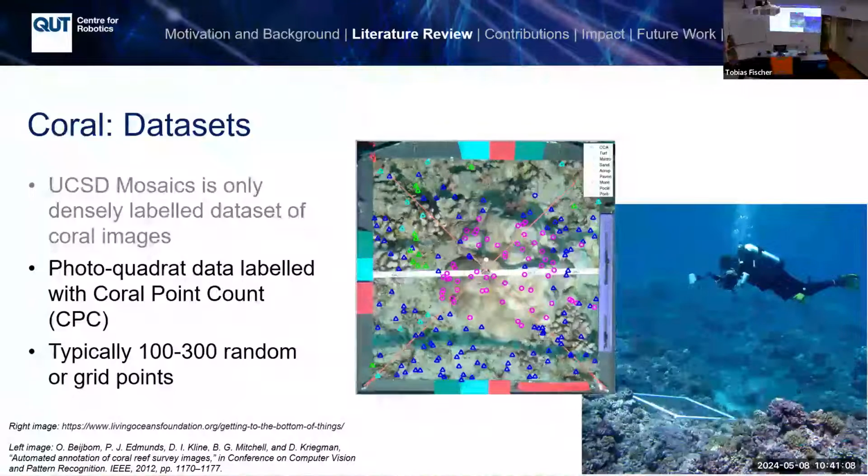So this involves randomly distributing or spacing points as a grid in that image, and an ecologist will label only the points that have been specified by the coral point count method. And typically there would be between 100 and 300 points per image.